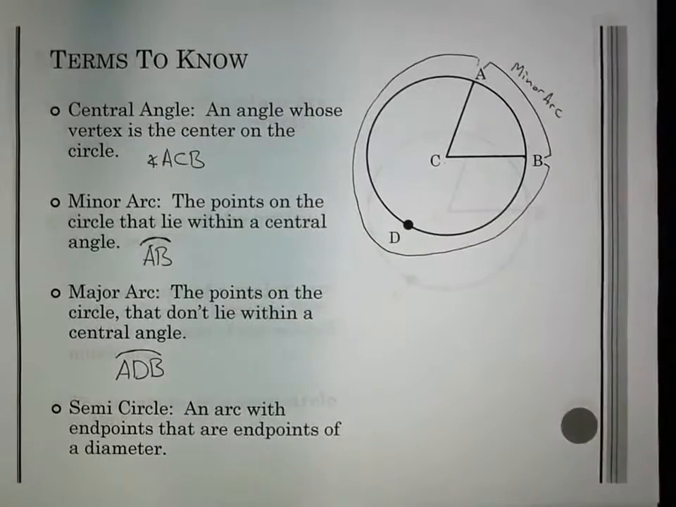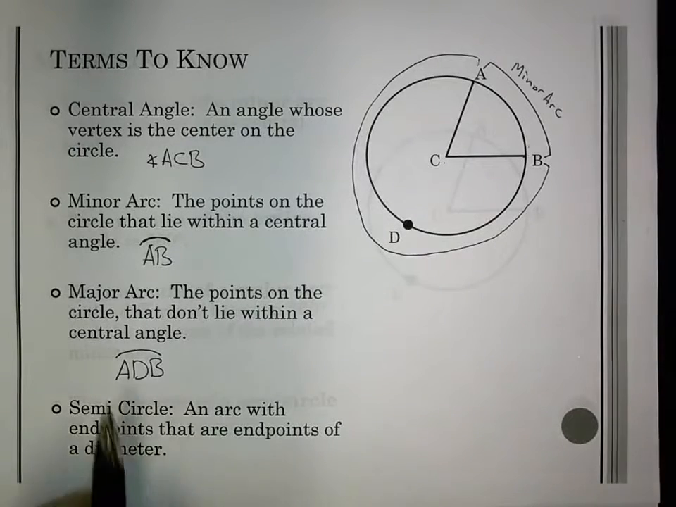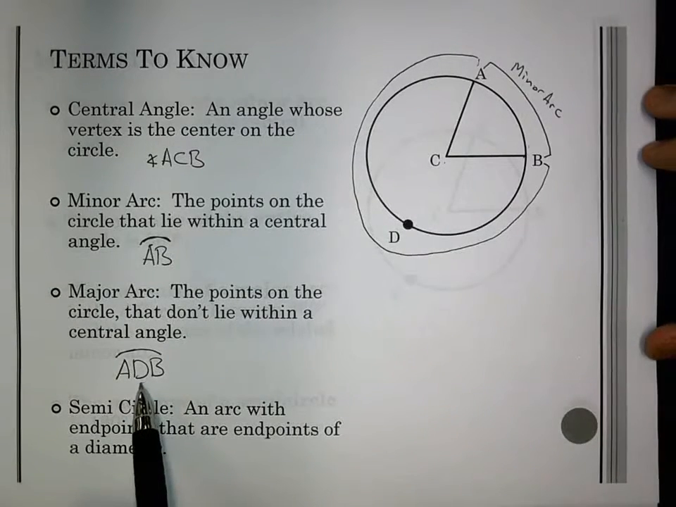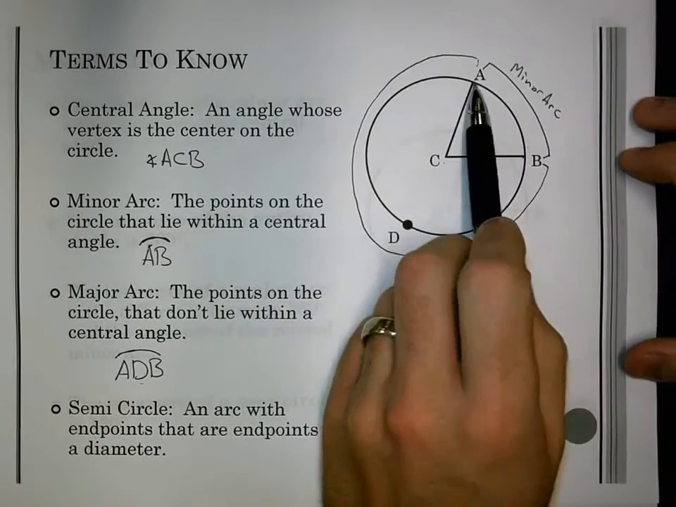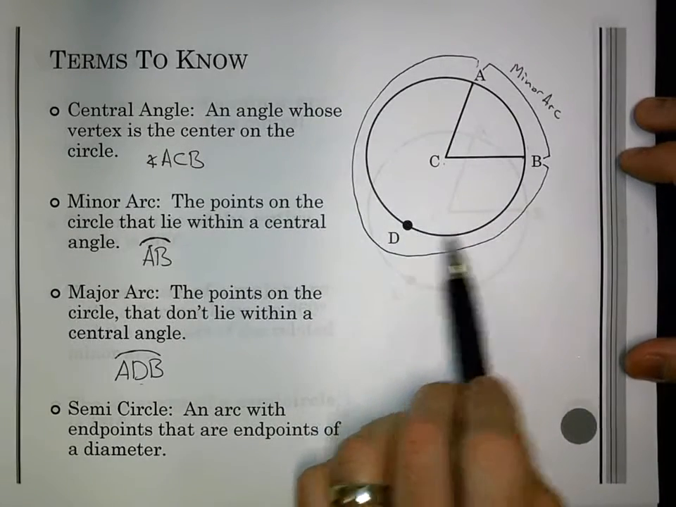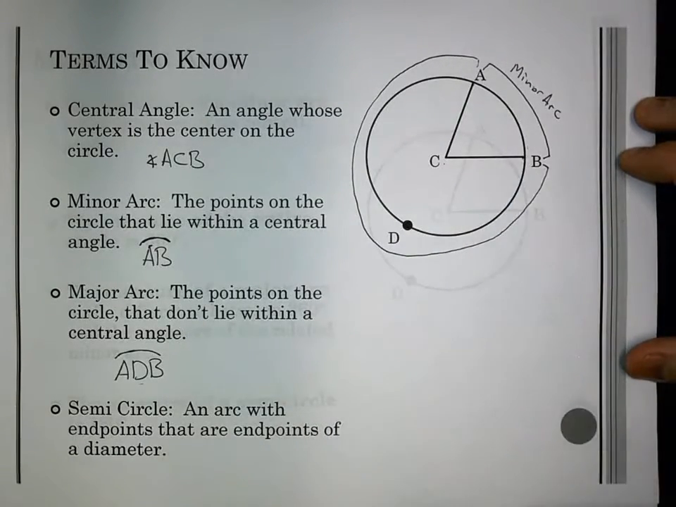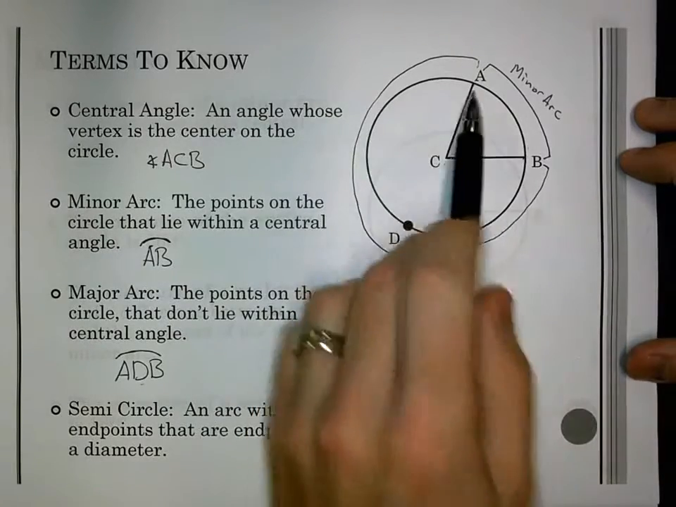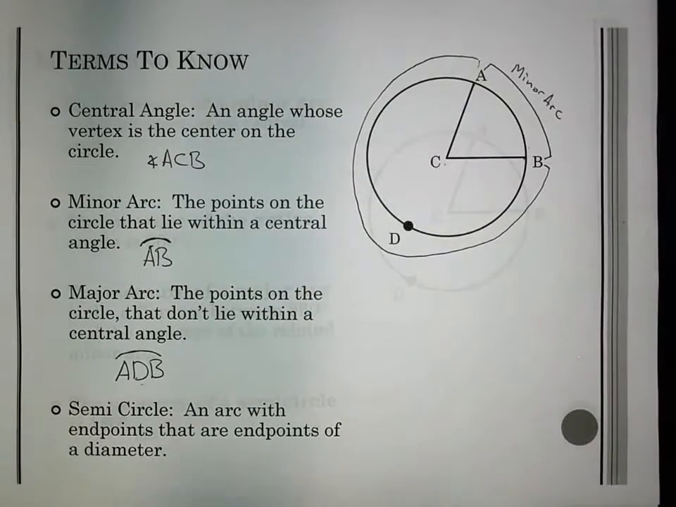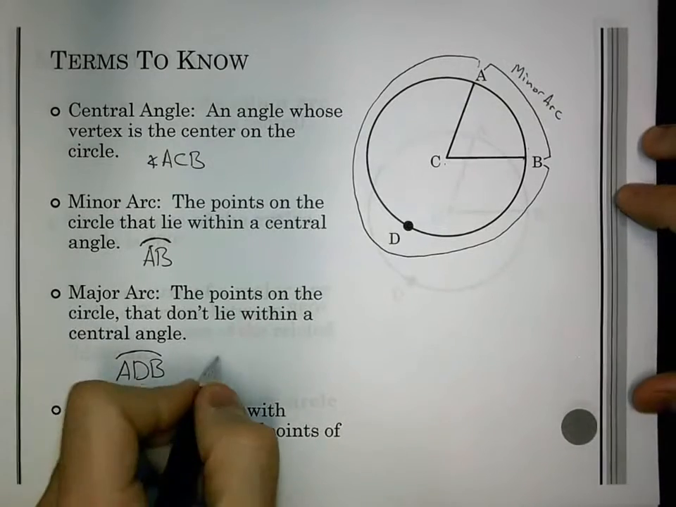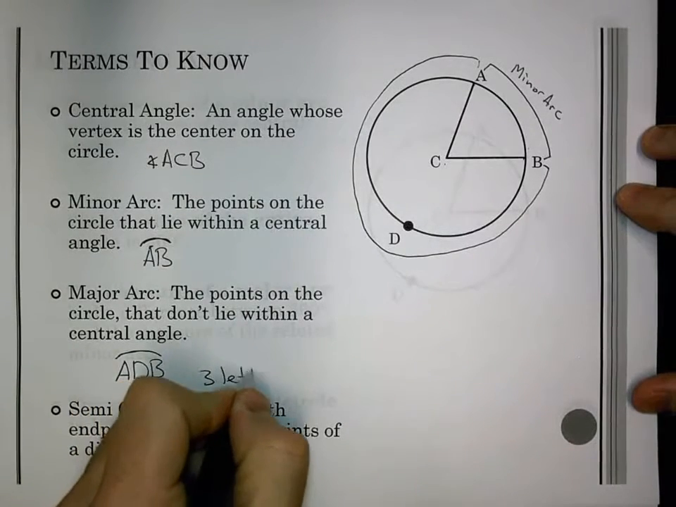We're not going to call it AB, because if we called it AB, then we really couldn't tell it apart from the minor arc. So when you see a major arc, it will be 3 letters. And it gives you the directions. Start at A, go to D, finish at B. Now I could have also called it BDA, would have been the same thing. You just follow the path it goes. Major arcs will be 3 letters to identify.